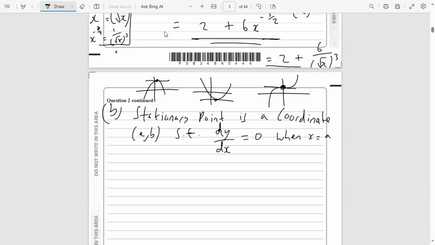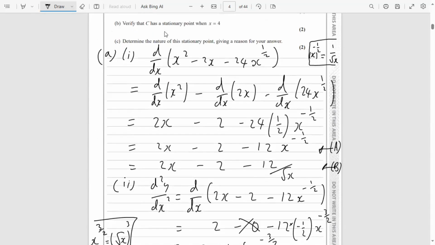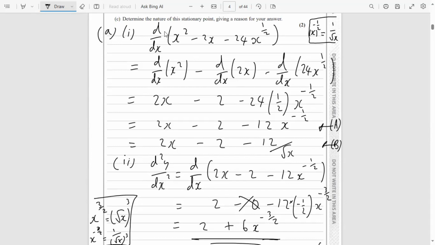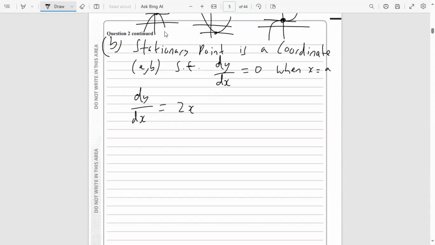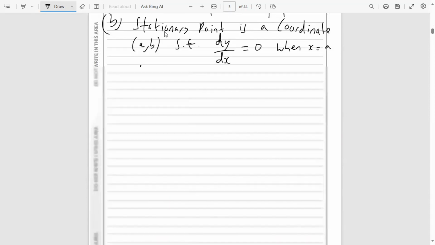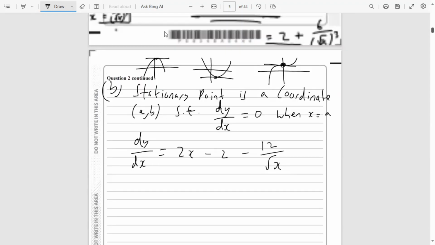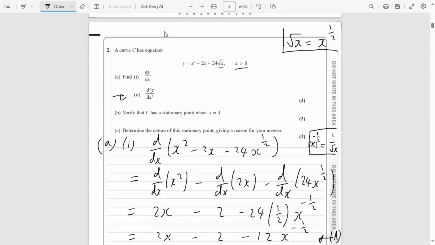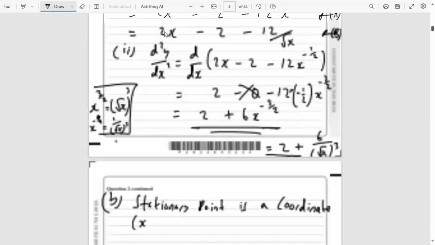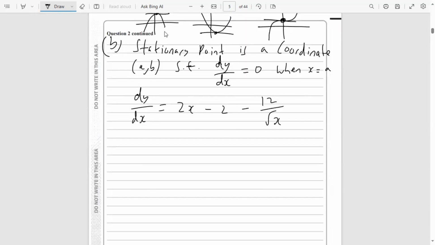So we know dy by dx. We know that dy by dx is equal to what we found in part 1 of part A, this result there. So I'm just going to copy this out again: 2x take away 2, and then we've got minus 12 over root x. Now, if x equals 4 gives us a stationary point, so the question wants us to verify, to check that we have a stationary point when x is 4, that means that dy by dx must be 0 when x is 4. So let's again make a note of this.